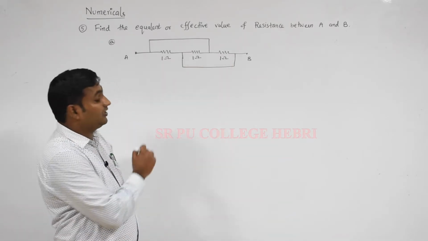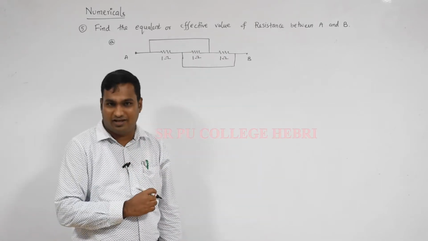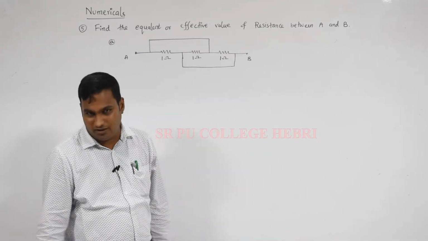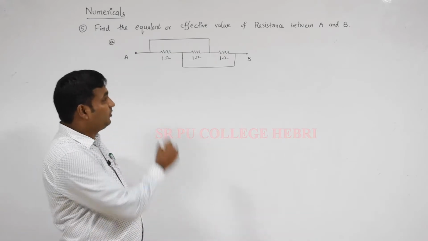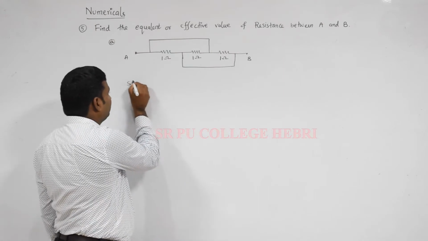And before getting the answer for this, by seeing this circuit, what do you understand? These three may be connected in series, may be connected in parallel. To simplify this, you have to follow different steps. In that we'll follow one step at a time. First, step 1.